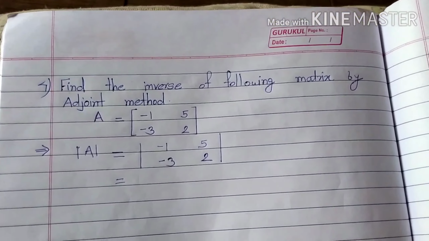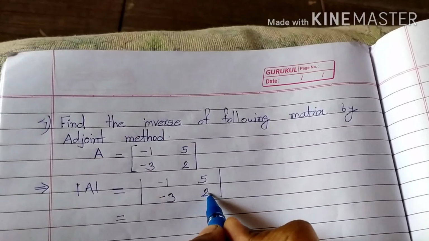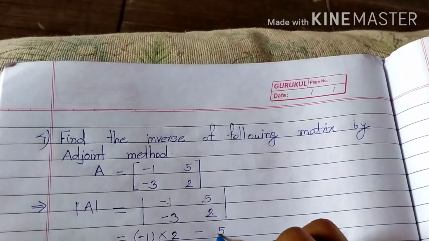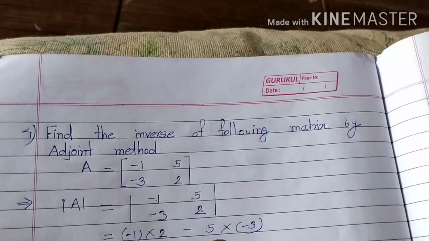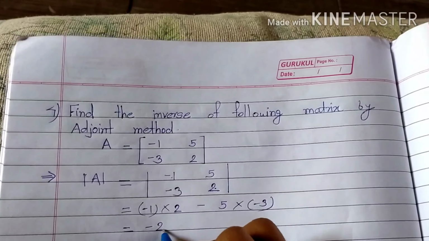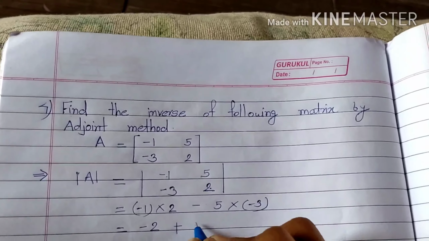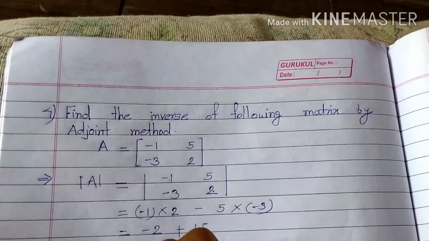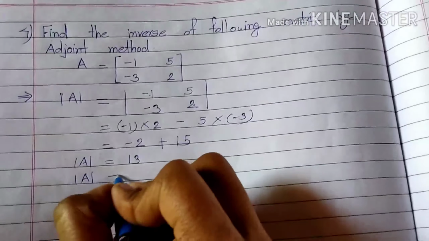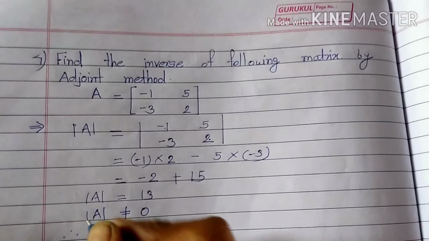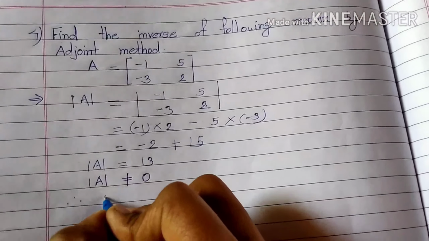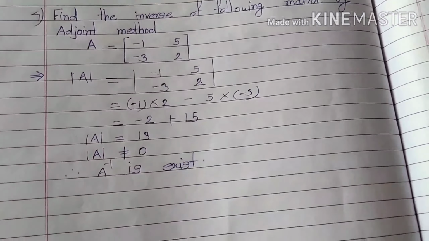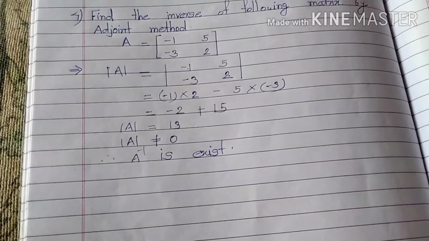And we know how to solve determinant: 2 into -1, minus 1 into 2, minus 5 into -3. So our determinant answer is -2 minus minus, plus 5 into 3, 15, and the answer is 13. Determinant of A is not equal to 0, therefore it is a non-singular matrix, and that's why A inverse exists. Now repeat our procedure. First find minors.